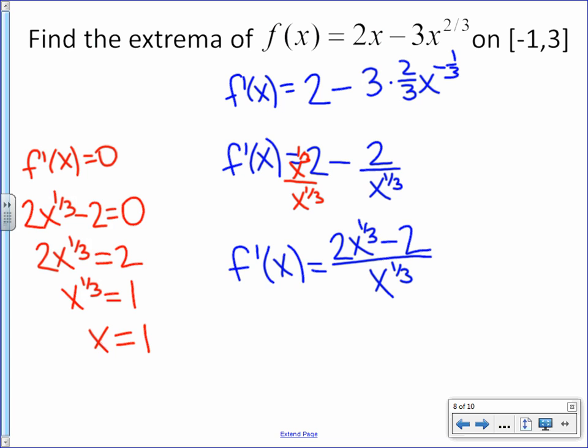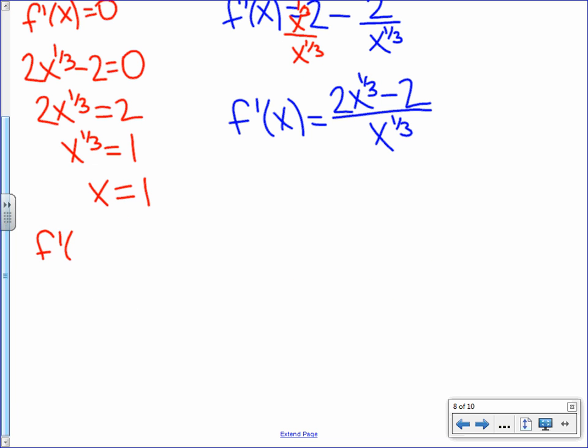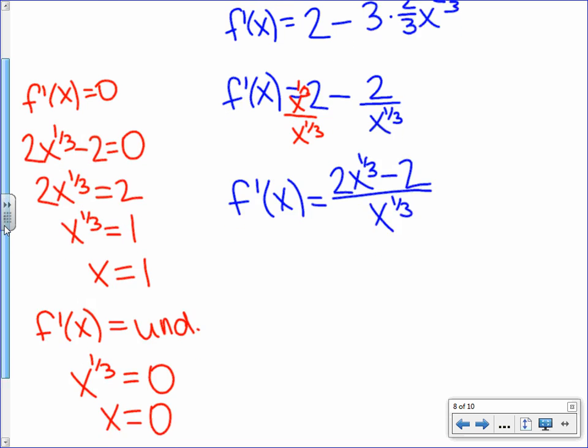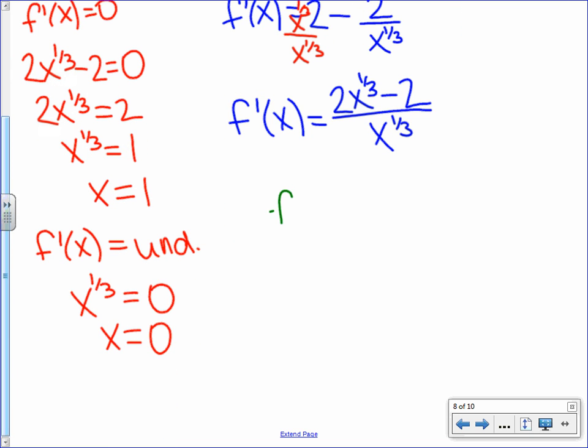Now let's talk about where this derivative is undefined. Our derivative is undefined where the denominator is 0. So our denominator is x to the 1/3. We're going to set that equal to 0, which means we have a critical point of x equals 0. So we have two critical numbers and two endpoints. We have an endpoint of x is -1 and an endpoint x is 3. And then we also have critical numbers 0 and 1.